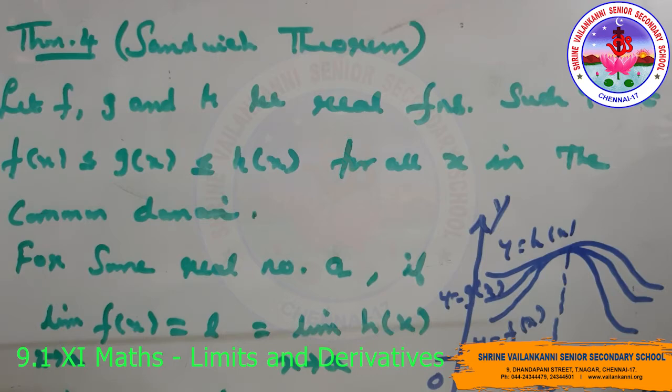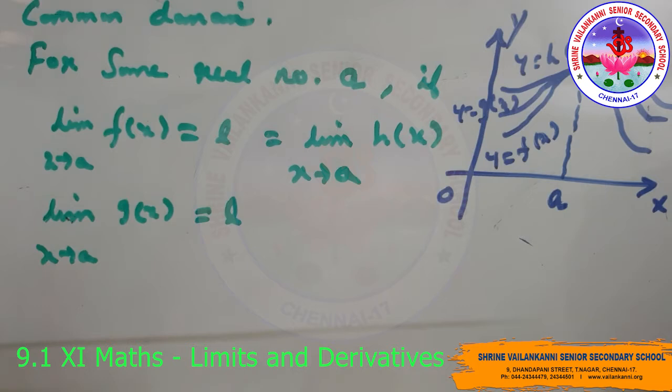Theorem 4, sandwich theorem. Let f, g and h be real functions such that f(x) is less than or equal to g(x) is less than or equal to h(x) for all x in the common domain. For some real number a, if limit x tends to a f(x) is equal to L, which is equal to limit x tends to a h(x), then limit x tends to a g(x) is also equal to L.